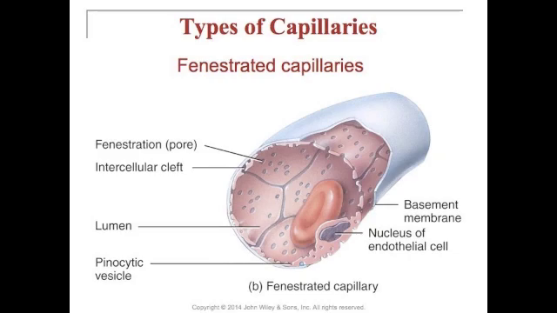Fenestrated capillaries. Other capillaries of the body are fenestrated capillaries. The plasma membranes of endothelial cells in these capillaries have many fenestrations, or small pores, ranging from 70 to 100 nanometers in diameter. Fenestrated capillaries are found in the kidneys, intestinal villi, choroid plexuses of the ventricles of the brain, ciliary processes of the eyes, and most endocrine glands.